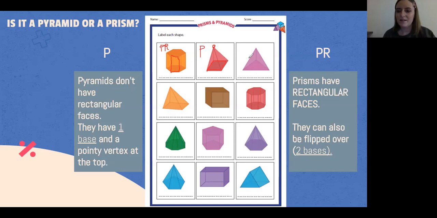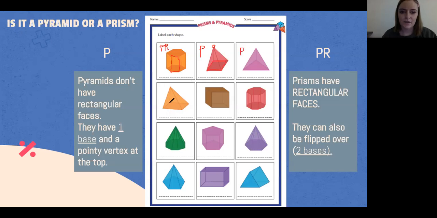This one is made up of triangles. Although it can sit on different sides, it can only ever sit on 1 base because if you flip it directly over, it would be on its point again and it would fall over, okay? So this is also a pyramid.